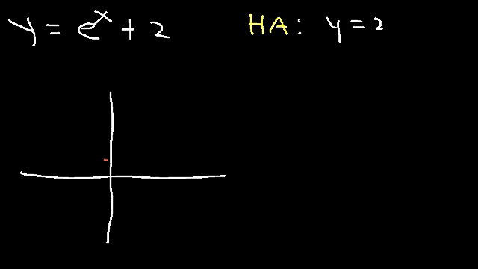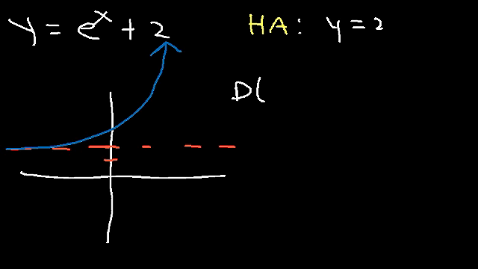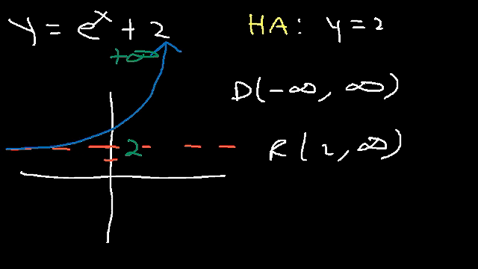So we should plot that first. So the graph is going to start from the horizontal asymptote, and it's going to increase. The domain for any exponential function is all real numbers. X can be anything. However, the range has restrictions. The lowest y value is 2, the highest is infinity. So the range is going to be from 2 to infinity, and since it starts from an asymptote, it does not include 2.